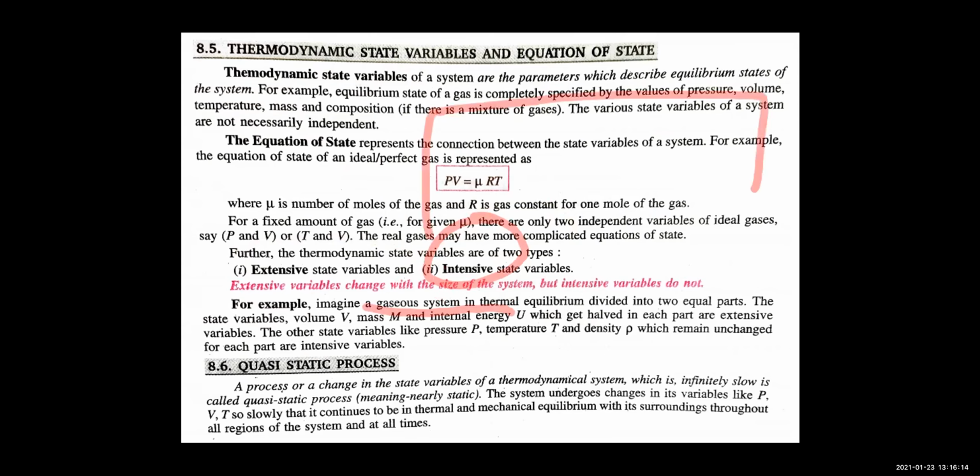Suppose this is a system which contains gas. Now what you did, you have just made a partition, you have put a wall like over here, right? So what will happen? The volume of the gas will change. Earlier the volume was capital V, now the volume over here and over here will be different. So volume depends upon the size of the system. So volume is an extensive state variable.